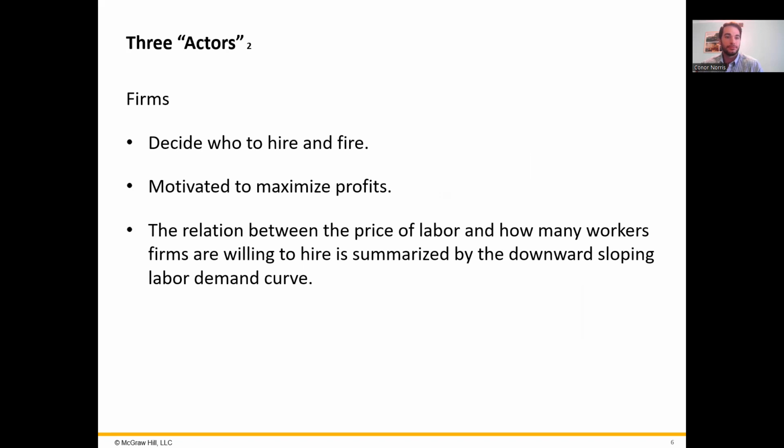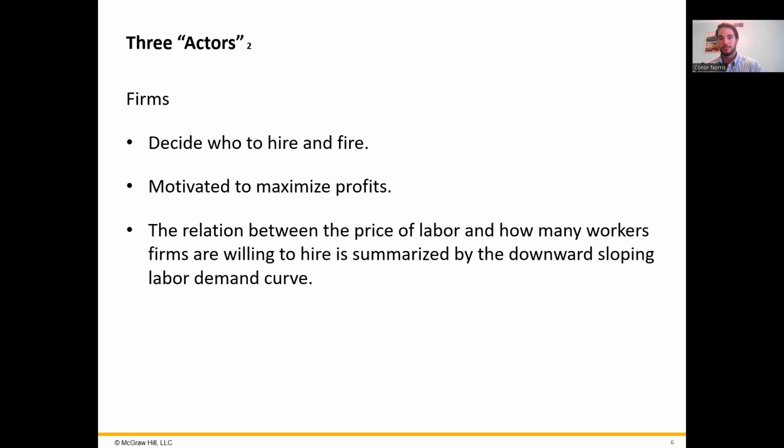Next actor is firms. So firms decide who they want to hire, who they want to fire, and how much they want to pay them, how they want them to work together in teams. Firms are motivated basically to maximize profits, to be as profitable as possible. They have what we call a hard budget constraint, where they cannot make less in revenues than how much they spend, what their costs are over the long term. Because of that, they have to try to minimize the costs and maximize their revenues.